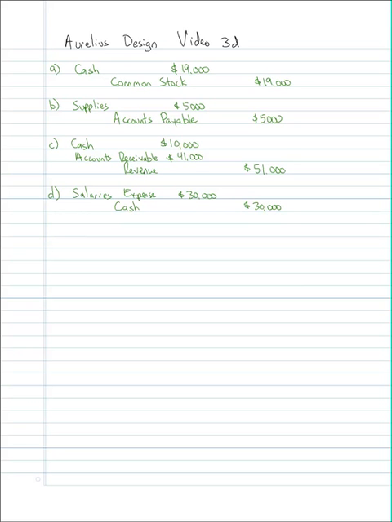Journal entry E, we purchase equipment for $24,600 cash. Equipment is an asset. We'll increase our asset with a debit. Cash is also an asset. Our cash is going down. We are giving cash to the vendor of the equipment, so our cash is decreased with a credit entry of $24,600.